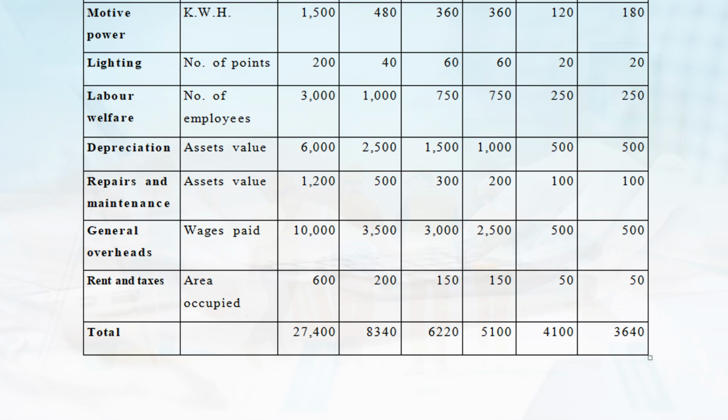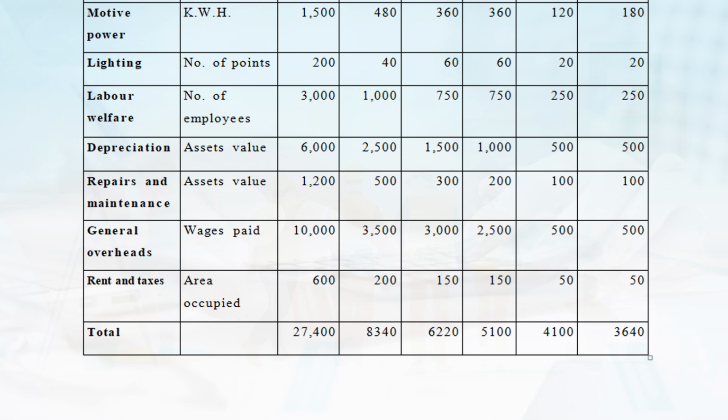Repairs and maintenance cost given total is rupees 1,200, and it is again to be allocated based on asset value. The amount for production department A comes to rupees 500, for department B it is rupees 300, for department C it is rupees 200, and for service department X and Y it is rupees 100 each respectively.